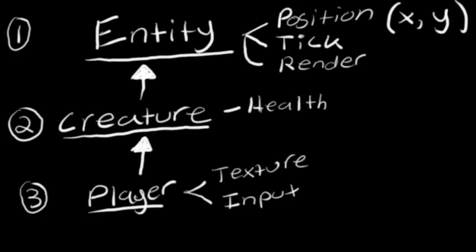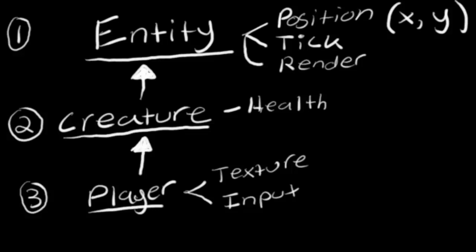Next, we have our creature class. The only thing that creatures are going to have for now is, say, health. So the amount of health, the amount of life that every creature is going to have. Then we have our player class. The player class is just going to contain a texture or an image of the player, as well as be able to get user input so that we can move it around.